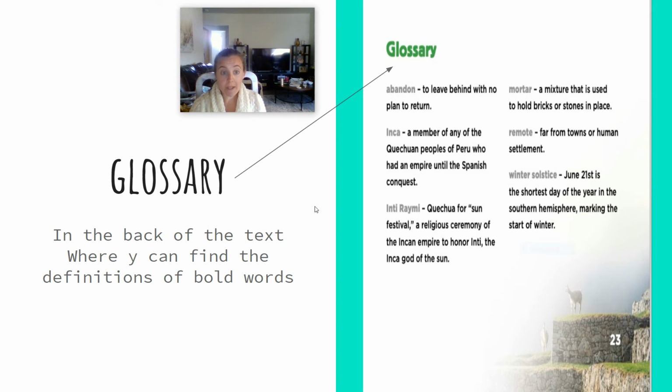Then we can always find those bold words in the glossary in the back of the text, where you can find the definitions of bold words. The bold word was Inca, okay, and it explains the definition of the word Inca: a member of any of the Quechuan peoples of Peru who had an empire until the Spanish conquest.